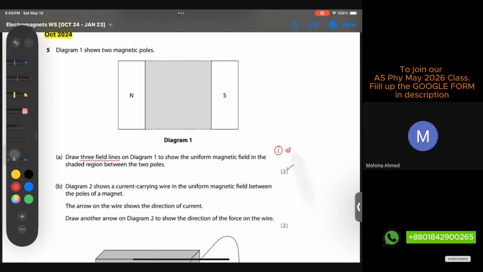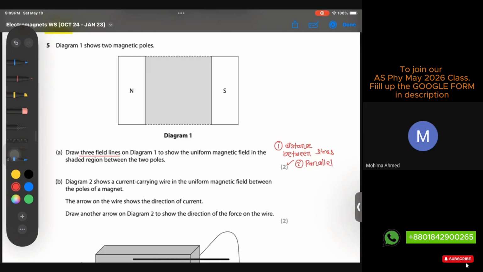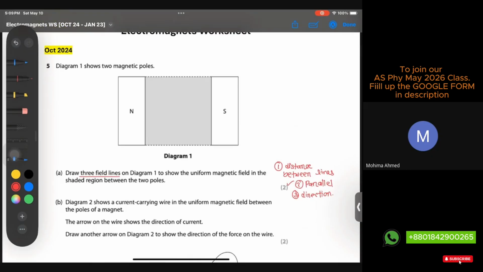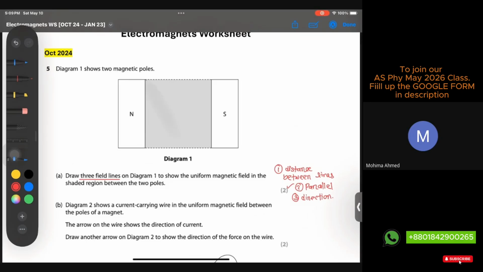One is your distance between lines. Then the second point is that all the lines should be parallel, and your direction. That gives you 3 points, and they're giving you 2 marks over here. And you don't always have to measure this with a scale, whether the distance between 2 lines is always the same. First thing you will do using a scale, first you'll do the outer lines. These are the outer lines. Then you draw a line exactly in the middle.